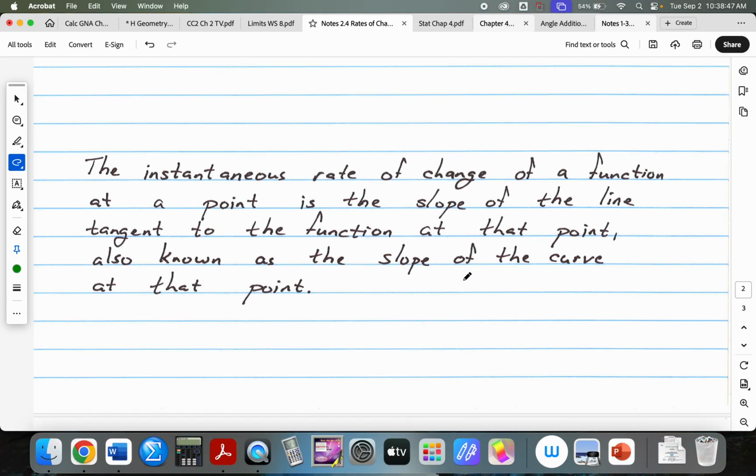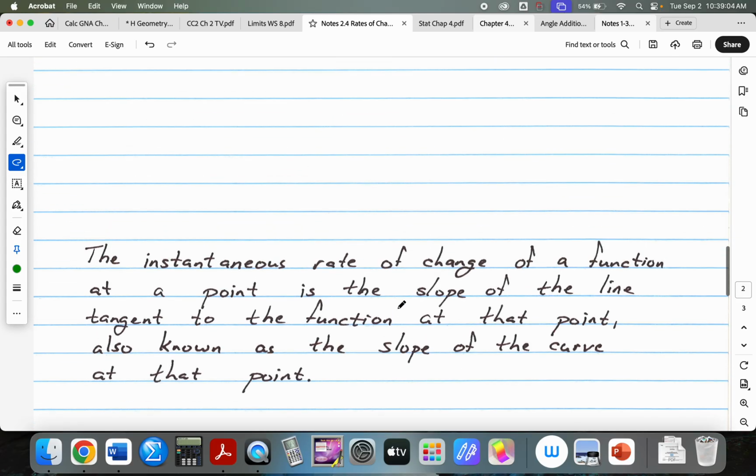The instantaneous rate of change of a function at a point is the slope of the line tangent to the function at that point, also known as the slope of the curve at that point. All right, so let me show you what that looks like.